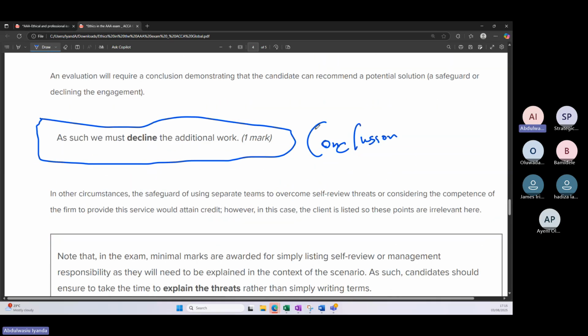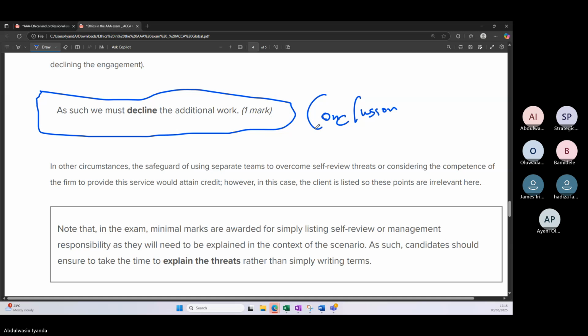In other circumstances, and the final note, the safeguard of using a separate team to overcome self-review, or considering the competence of the firm to provide a service, could attain credit. However, in this case, the client is listed. So there's no other point that is relevant that you may be thinking of.